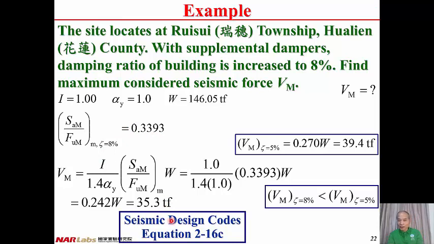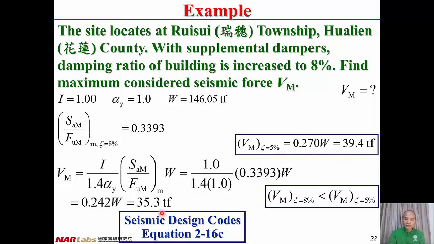0.3393. Then according to Seismic Design Code equation 2-16C, the maximum considered seismic force Vm equals I equal to 1.0, alpha y equal to 1.0, the modification of the ratio between SAM and FUM equal to 0.3393, and then times W equal to 146.05. Therefore, we can come up with Vm equal to 35.3 ton force. And from the previous lecture, we have Vm for the damping ratio 5% equal to 39.4 ton force.